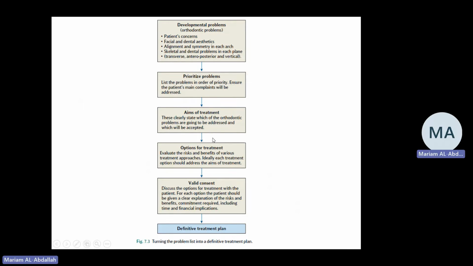Then, based on the aims of treatment, I decide on my treatment options. I could have plan A, B, C. I could use this appliance or that. I discuss this with the patient. I get a valid consent. And then after that, I have my definitive treatment plan.